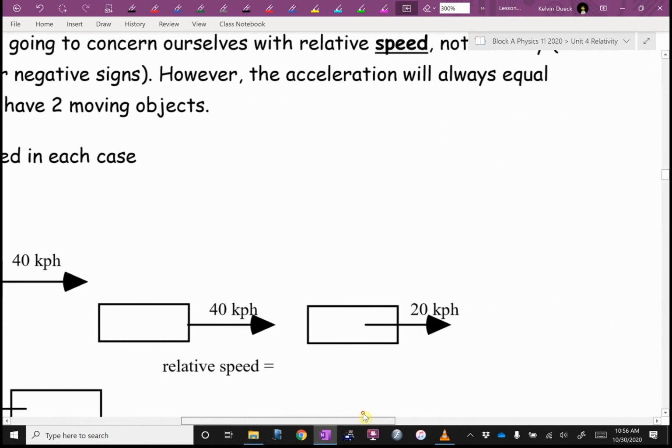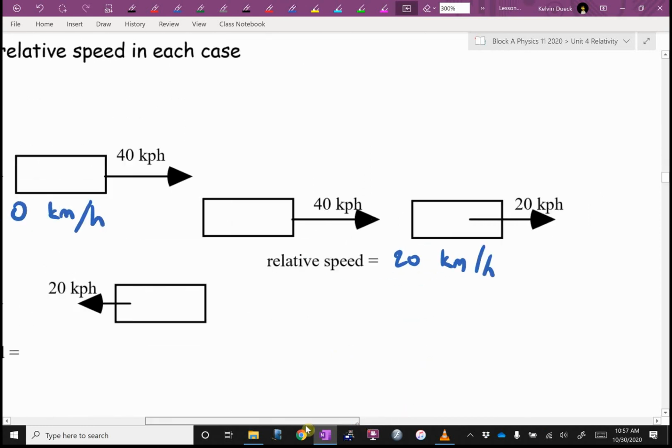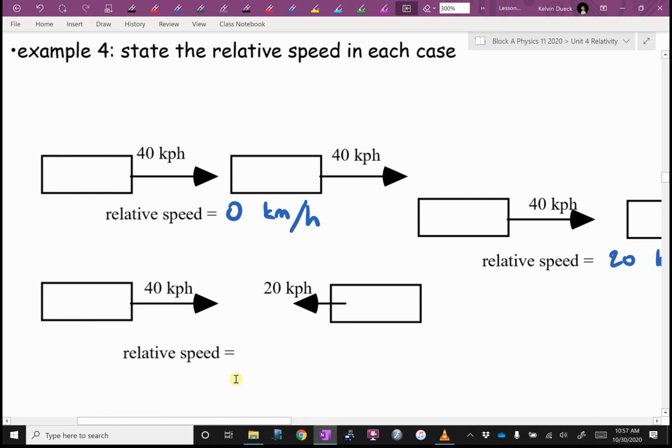What about the right-hand diagram, this one here? What's the relative speed between these two? How could you get that? I think if they're going in the same direction, bigger minus smaller. What about this third diagram? What's the relative speed? And I'm going to give you a hint. It's not 20. We said no negatives.